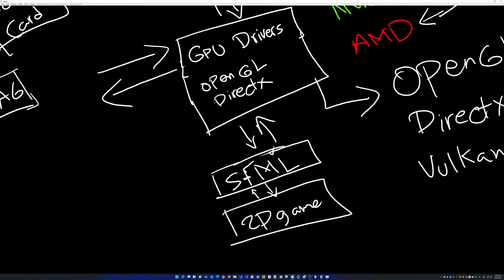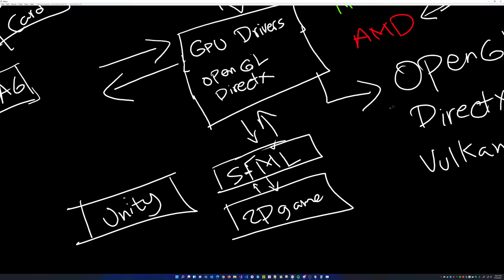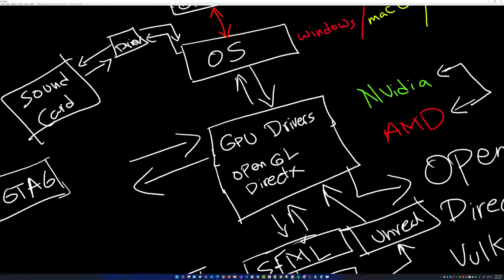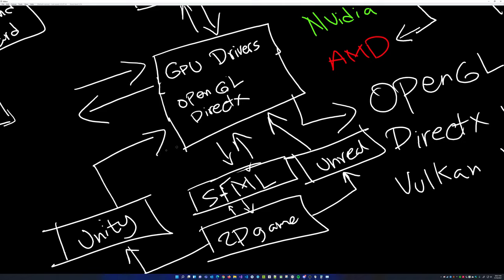Now, what if you're using Unity or Unreal? Well, let's do Unity here. And let's do Unreal here. Your 2D game is communicating with Unreal, for example. Then Unreal communicates with OpenGL and DirectX, which are on the graphics driver. The driver communicates with the GPU. Same thing with Unity, by the way. So your game is on Unity, and Unity is communicating with the GPU driver and OpenGL, right?